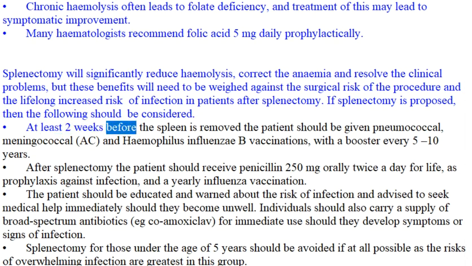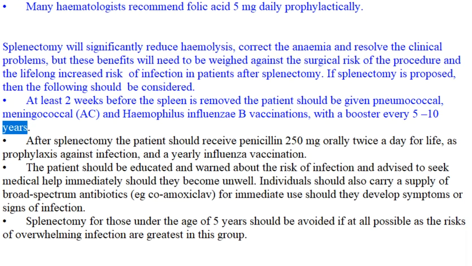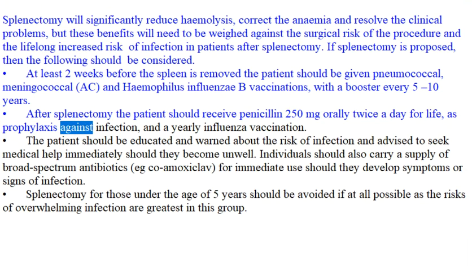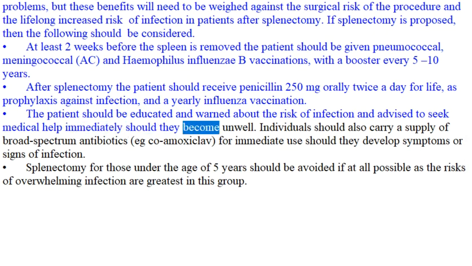At least 2 weeks before the spleen is removed, the patient should be given pneumococcal, meningococcal, AC, and Haemophilus influenza B vaccinations, with a booster every 5-10 years. After splenectomy, the patient should receive penicillin 250 mg orally twice a day for life, as prophylaxis against infection, and a yearly influenza vaccination. The patient should be educated and warned about the risk of infection and advised to seek medical help immediately should they become unwell.